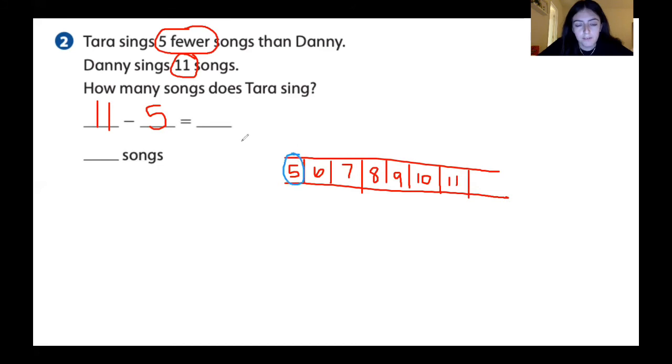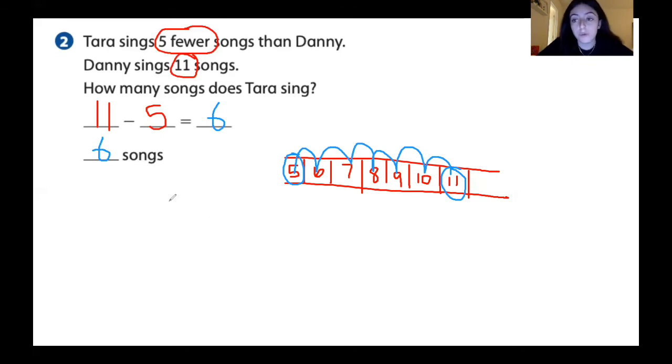Now I'm going to circle my important information here. I have 5 right here, then I have 11 right here. And you can do this either way. You can start from 11 and count backwards, and count how many jumps you have between these two, or you can start at 5 and then make your way to 11. It's the same thing because we're going to get the same answer. So ready? We're going to start jumping. Count with me. Ready? Go. 1, 2, 3, 4, 5, 6. 6. Dada sings 6 songs.